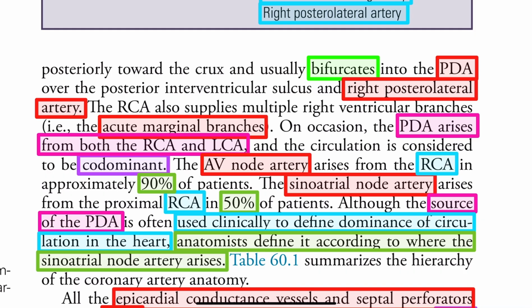The RCA also gives the acute marginal branch. So the acute marginal branch is from the RCA, and the obtuse marginal branch is from the circumflex artery. Remember that. Acute and obtuse.